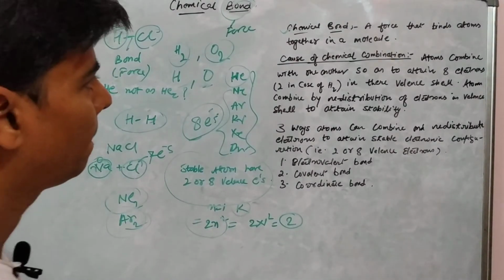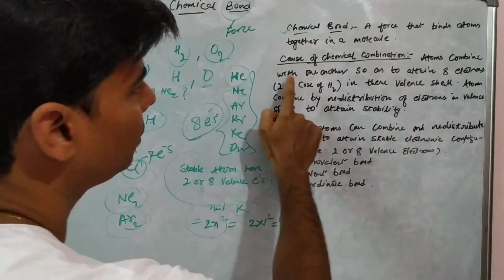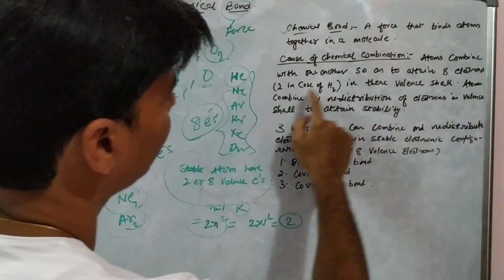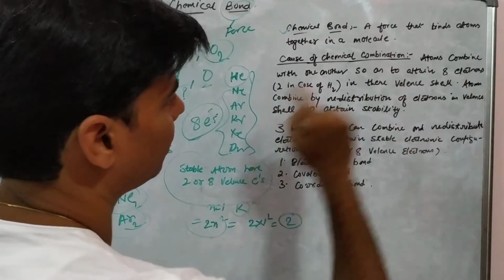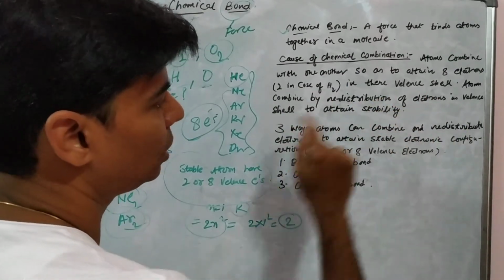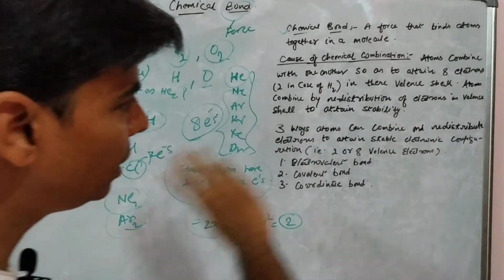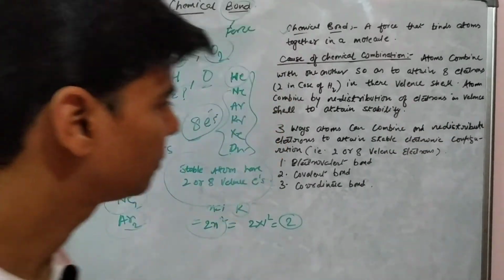So what is the cause of chemical combination? This is important. Atoms combine with one another so as to attain 8 electrons, or 2 in case of hydrogen, in their valence shell. Atoms combine by redistribution of electrons in their valence shell to attain stability. This redistribution of electrons we'll study in our next lectures, right.